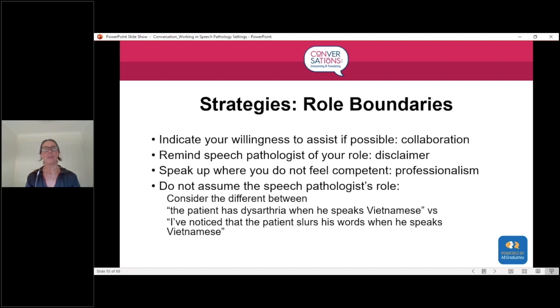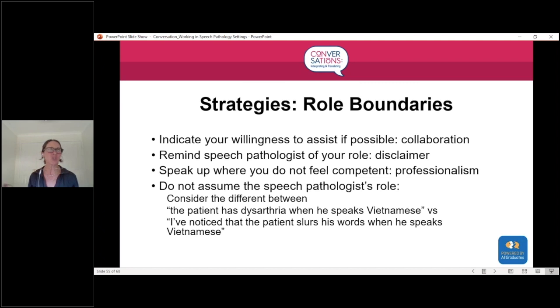And I think if you've shown your willingness to assist, then later on, when you push back and say, I don't think I can do that, there's already that goodwill that's been established, which will allow you to work together with the speech pathologist to find a middle ground where you feel comfortable.